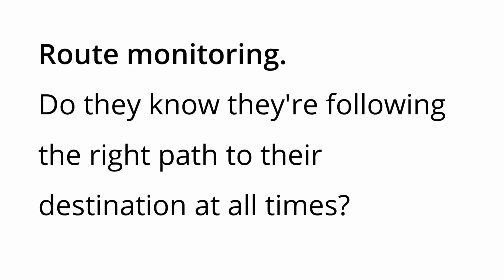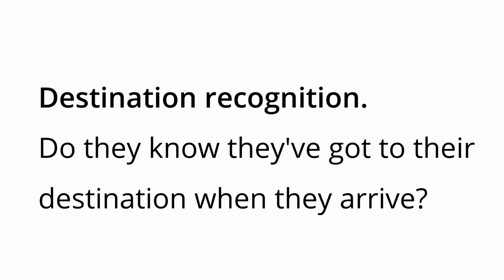Route monitoring. Does the person know they're following the right path to their destination at all times? So if you start wandering off that decided path, that's really going to make it hard to get to where you're going. So they need to know they are continuing on that path that they have chosen earlier. Destination recognition. So once they get to where they're going to, do they know that they've actually got there? Do they know they've got to their destination when they arrive?